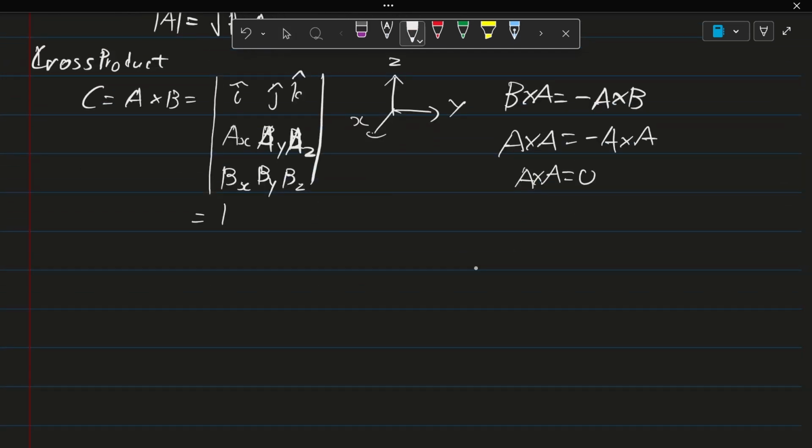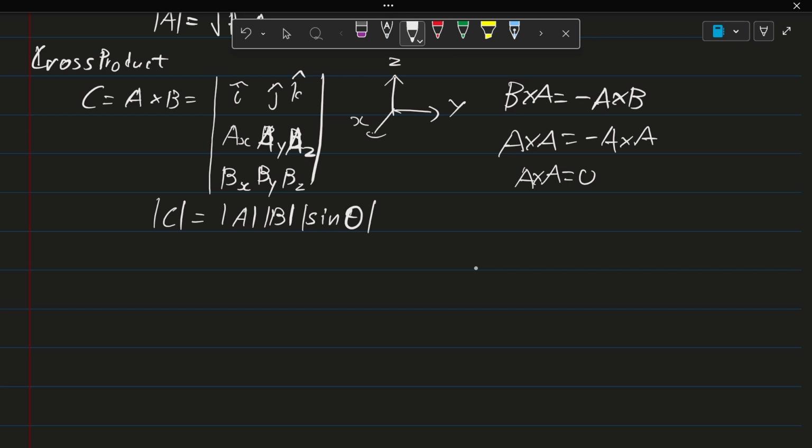So we can express this A cross B in the notation for the length of C. It would be the length of A times the length of B, multiplied by the sine of theta. So we have talked about the scalar product and the cross product.